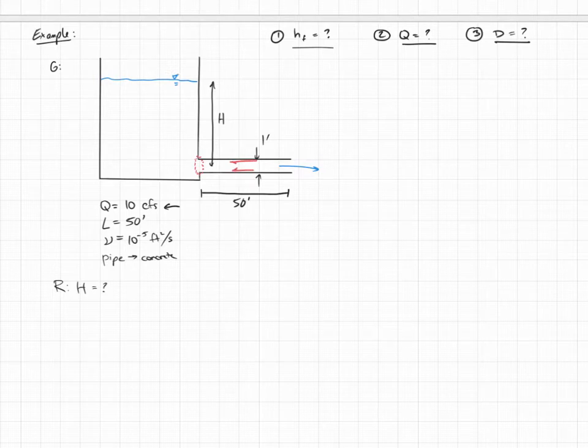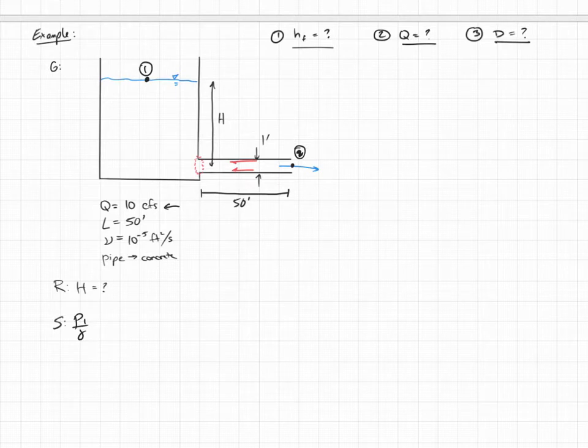I don't know which type this is, type 1, type 2, or type 3, but let's just play along and see what happens. So let's do the energy equation. And as usual, I want to pick points that I know stuff about. I know a lot about this point, and it's on the atmosphere, so I don't have to worry about pressure. I'm going to pick this point for my point 2, because I know its elevation. I know Q. I can get my velocity there pretty easily. So we're going to work out of that point right there.